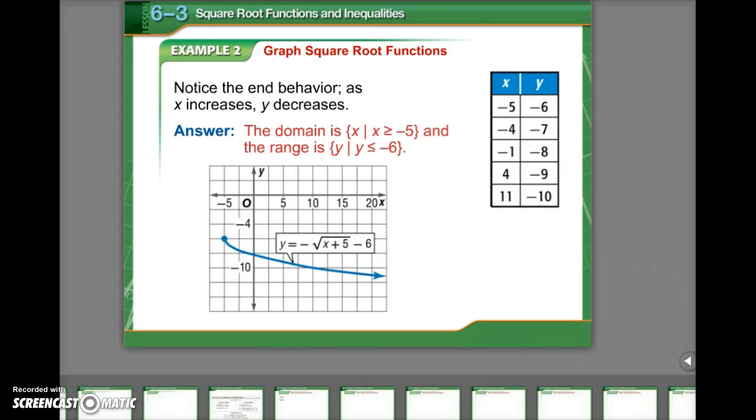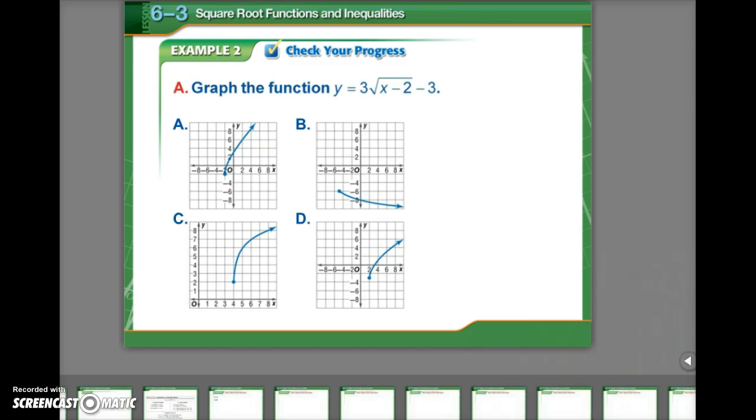So here's our graph. See how it's flipped over the axis. It started at negative 5, negative 6. That's this point right here. And our domain is any value greater than or equal to negative 5. And our range is any value less than or equal to negative 6. This time it's less than because the y values are decreasing as you move along this graph.